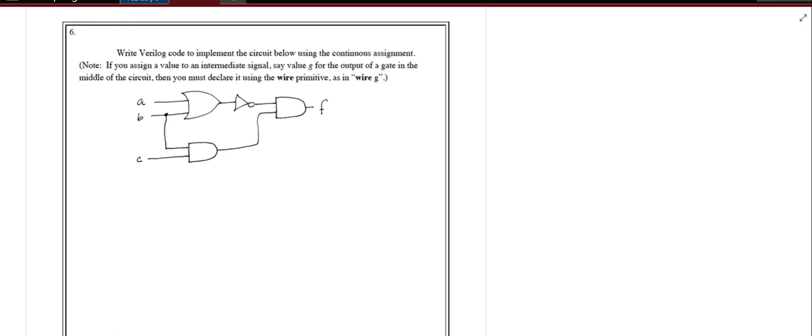So all Verilog modules start with the word module. Do y'all have this one? Okay. And then you can call it whatever you want. So I will call this, very creatively, module problem_6. That's creative. Okay. Then you open parentheses and you put the variable names for all the inputs and outputs.